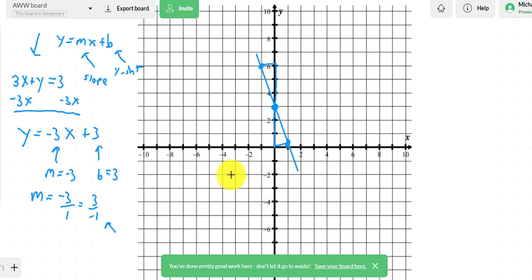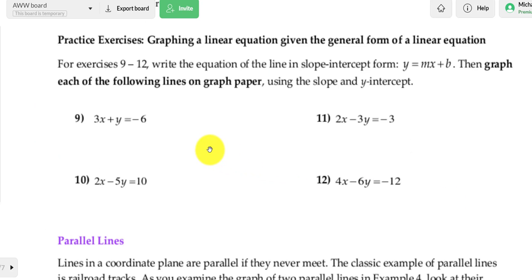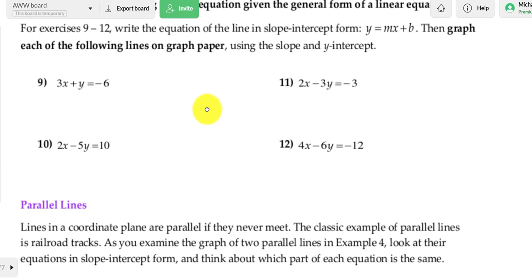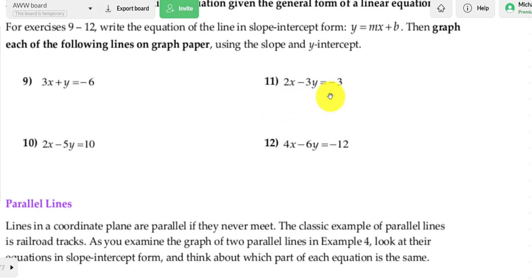All right, so let's take a moment to tidy up your graph, and then we'll go to the next problem. So I've jumped to page 150, and I'd like to try a practice problem. Let's try number 11, okay? This 2x minus 3y equals negative 3, okay?